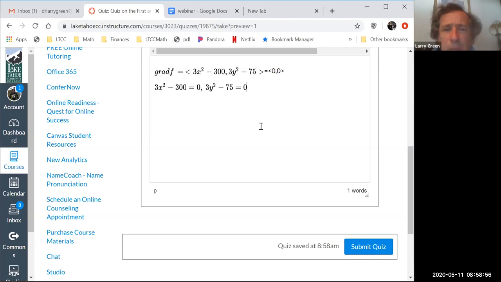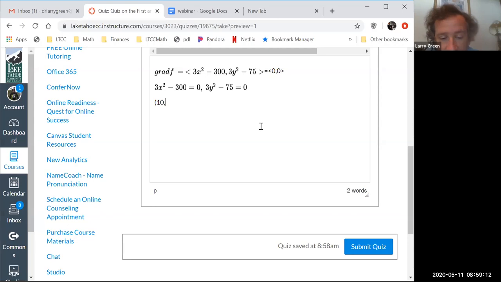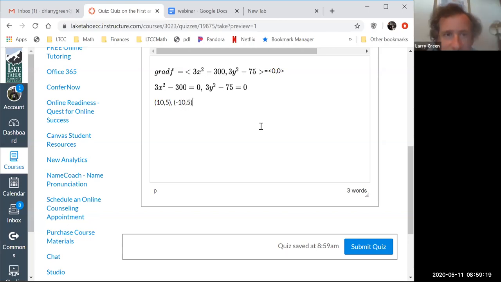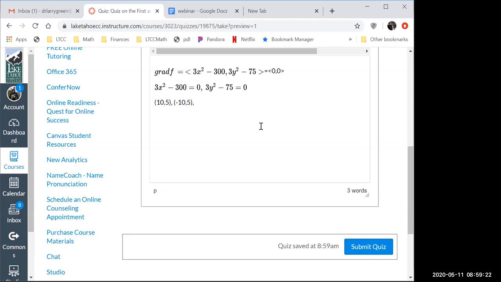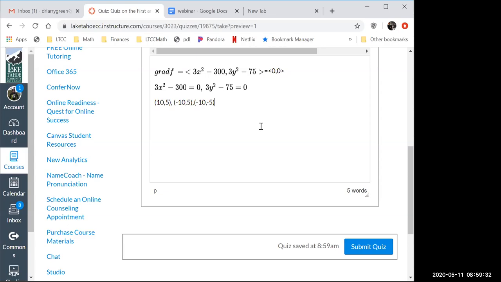Okay, so what points do we get? That's going to give us some points. So give me the points that you get out of that. 10, 5. Okay, good. One of them is 10, 5, but there's more. And then negative 10, 5. And there's more. And then there's negative 10, negative 5. And one more? 10, negative 5. Yeah.